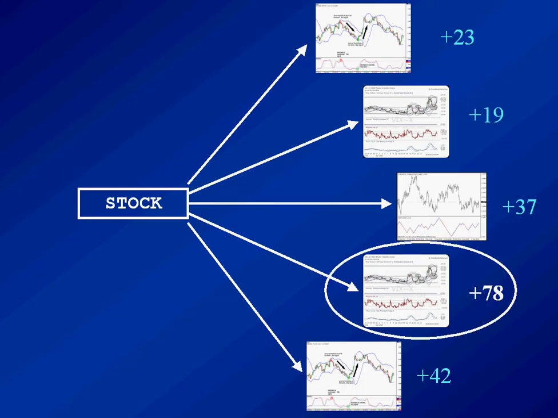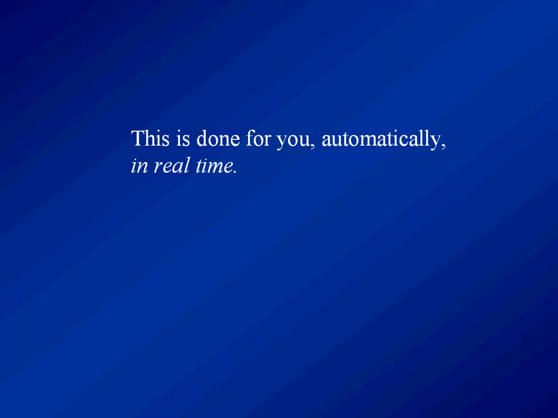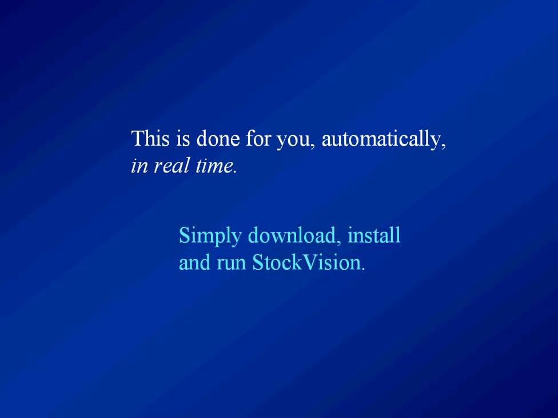So in this example, if it discovers that that fourth indicator gets a plus 78 rating, let's say it's from 0 to 100, 100 being perfect, 0 being a disaster, this indicator for that stock is a 78, if that pattern kicks in. And you can't get any better than that. This is done for you automatically in real time. And that's what track trading is all about. You simply download, install, and run StockVision. And I'll run it for you right now.